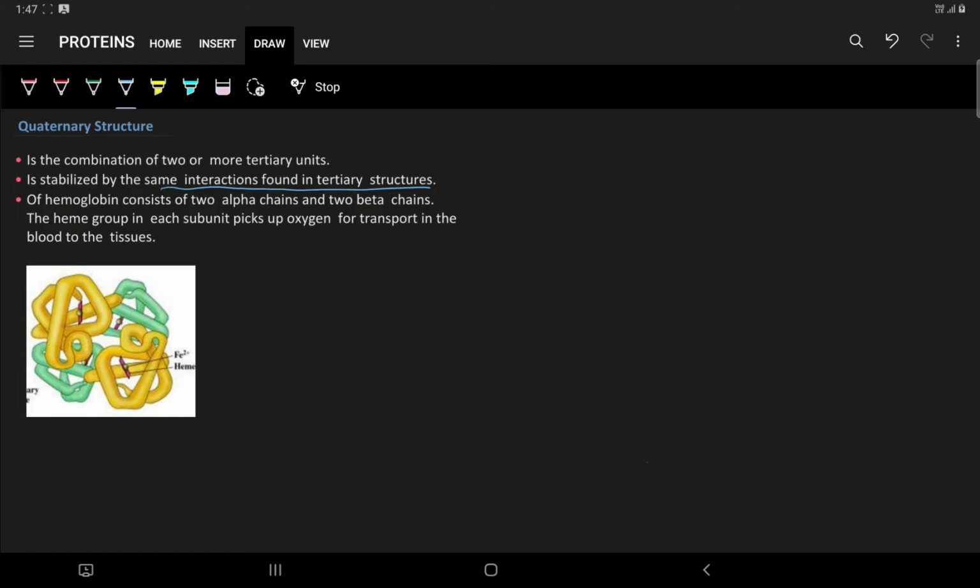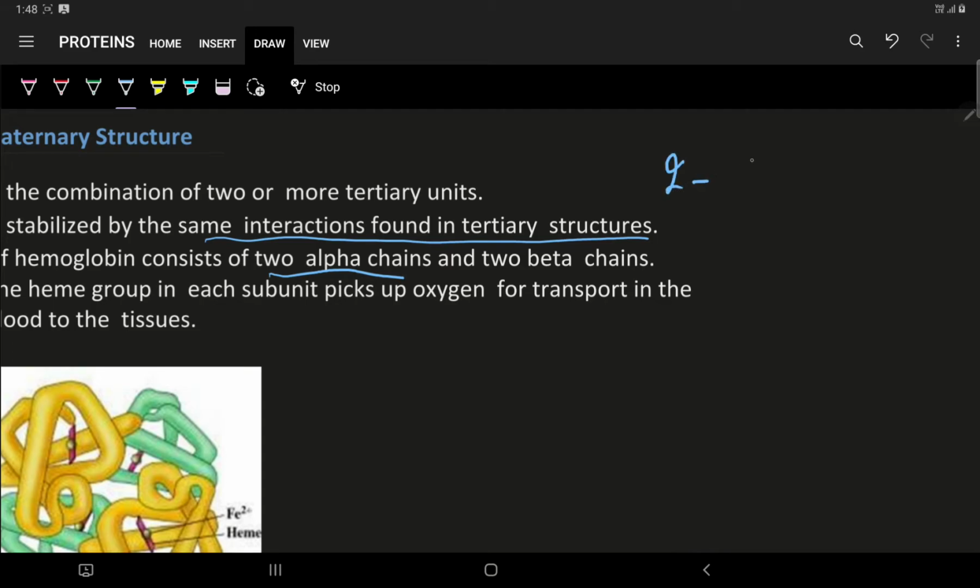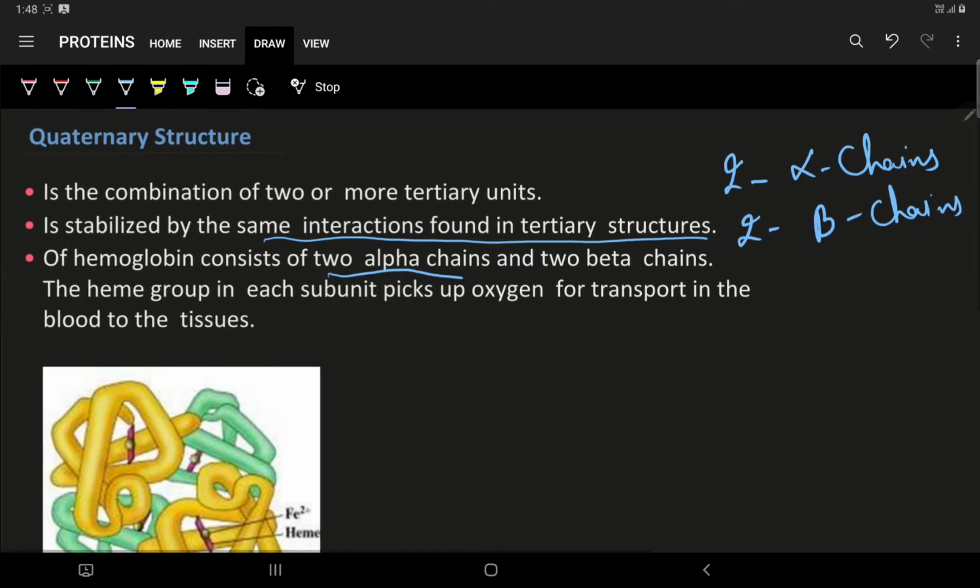Hemoglobin consists of two alpha chains. Remember this. It consists of two alpha chains and two beta chains. The heme group in each subunit picks up oxygen for transport into the blood and from blood to the tissues. So this is the quaternary structure. It's simple yet complex.